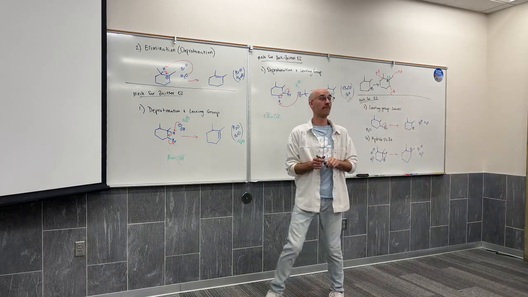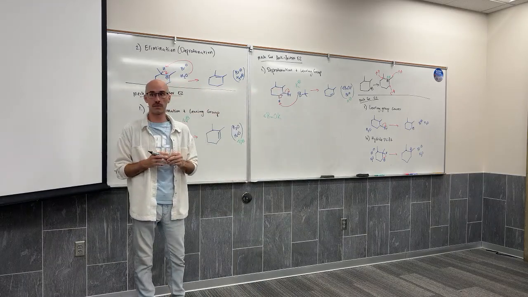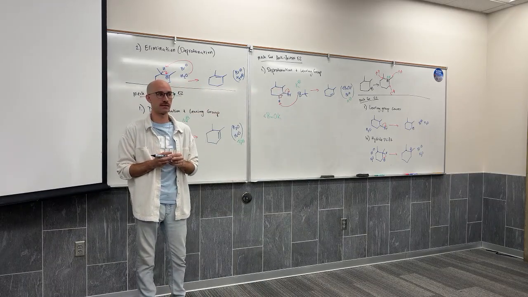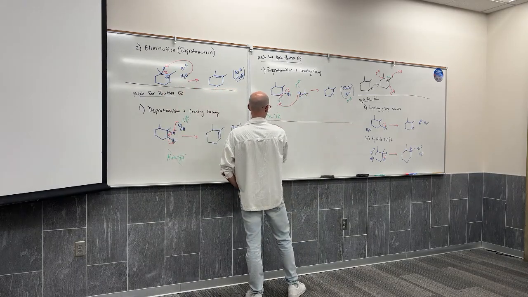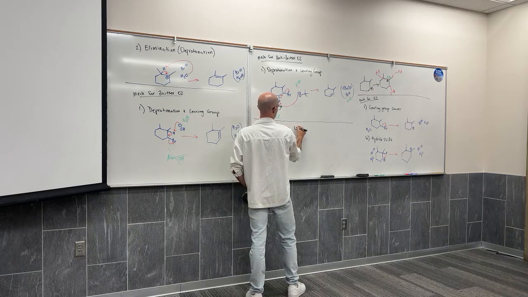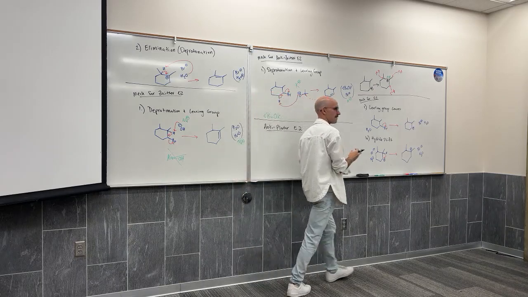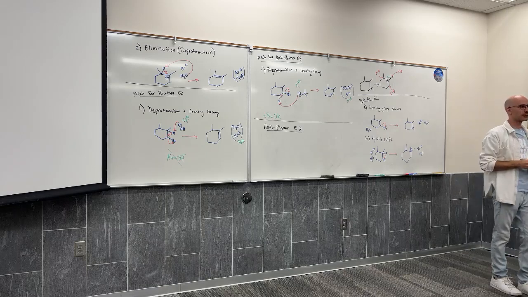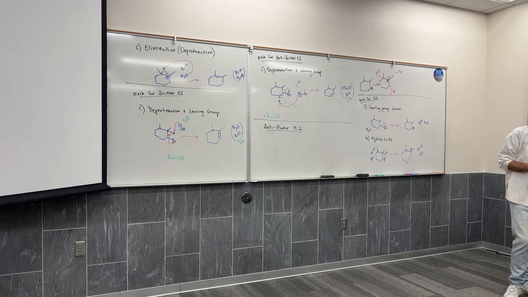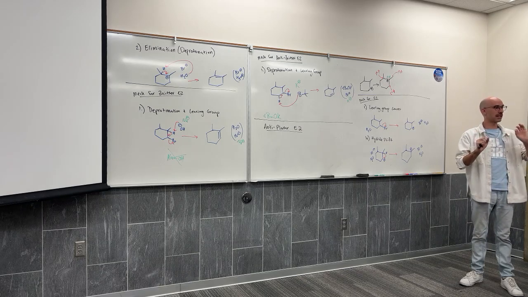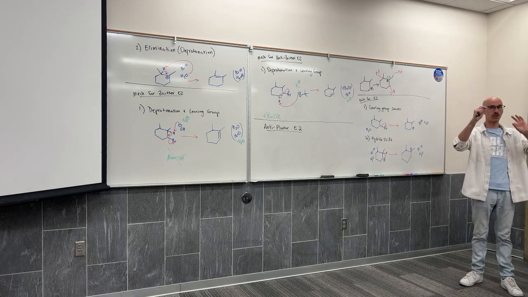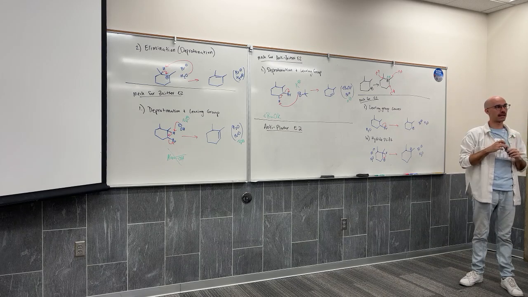Any questions so far on the mechanism, the regiochemistry, the type of base? E2 reactions are considered stereospecific. They have to go through antiplanar elimination. That means that the hydrogen, the beta hydrogen, and the leaving group halogen have to be oriented opposite of each other at the time of reaction.